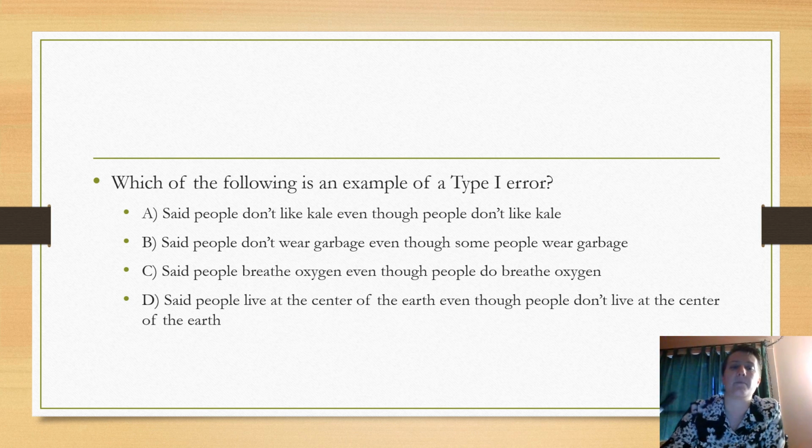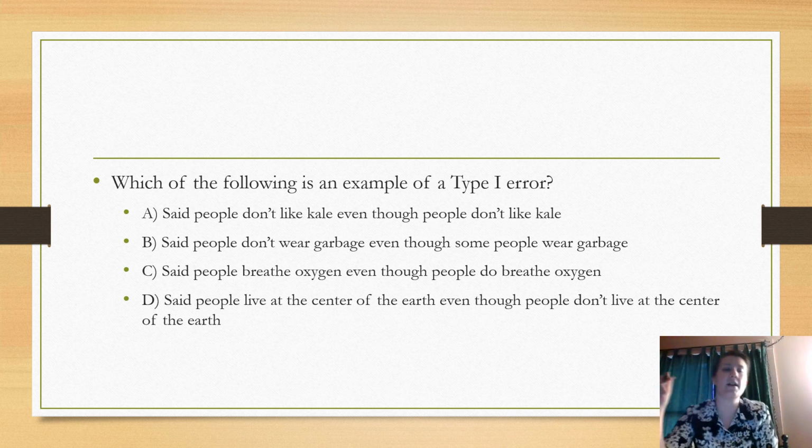Let's go on to C. Said people breathe oxygen, even though people do breathe oxygen. That checks out. And now said people live at the center of the earth, even though people don't live there. So we know that A and C are correct statements. You did the right thing if that was your null hypothesis test. If you did either A or C, you didn't make an error. It's either B or D where we have to look into this.